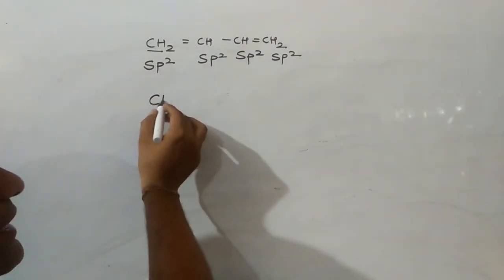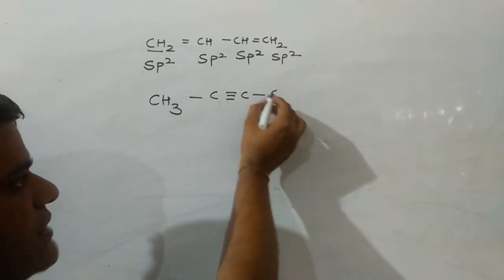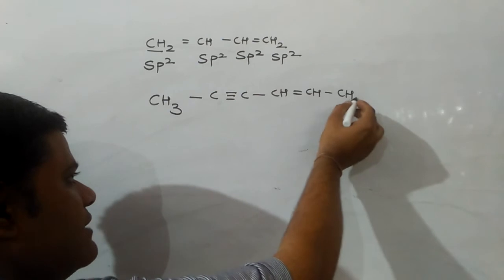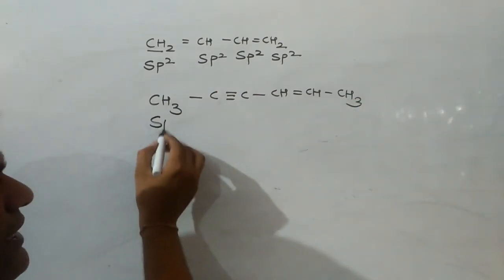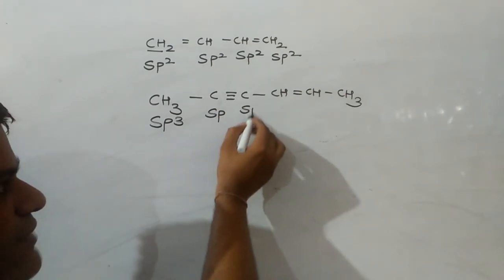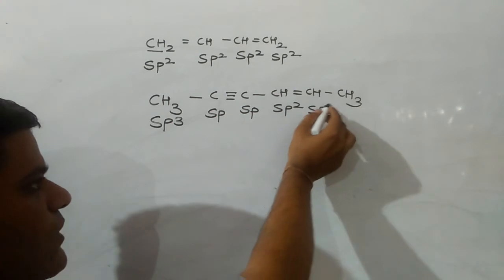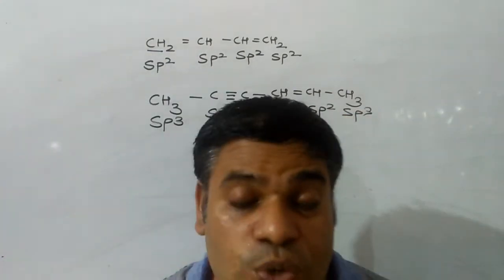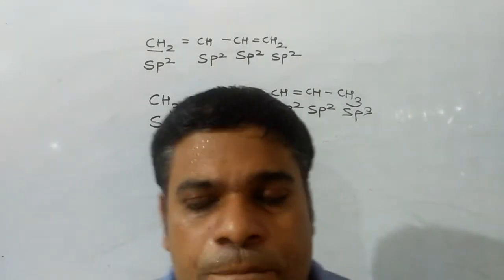Next case might be CH3, C triple bond C, CH double bond CH, CH3. In this case, we have to find out hybridization. First carbon sp3, 4 sigma bonds. Second sp, 2 sigma bonds. Next one is sp. Next is sp2. Next one is sp2, and the last one is sp3. Now I suppose you can solve the problem regarding hybridization of any molecule.